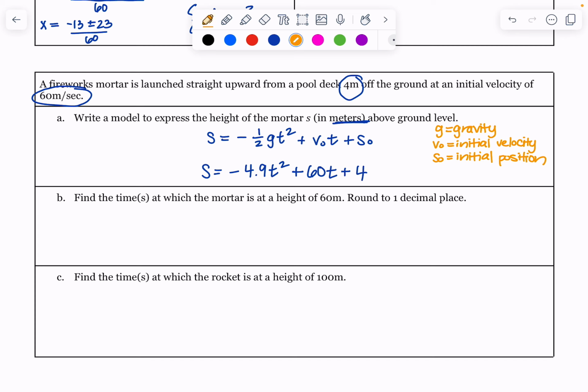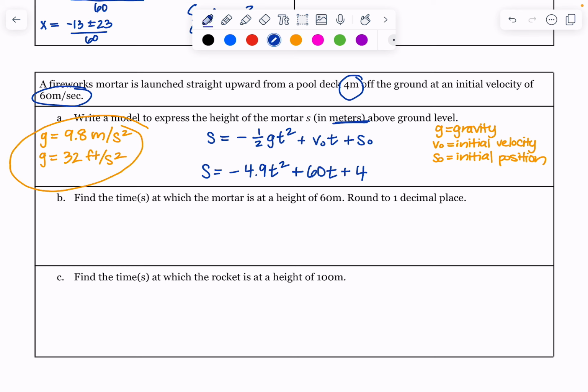And just for your notes, gravity in meters is 9.8 meters per second squared, and then gravity in feet is 32 feet per second squared, just for your notes.